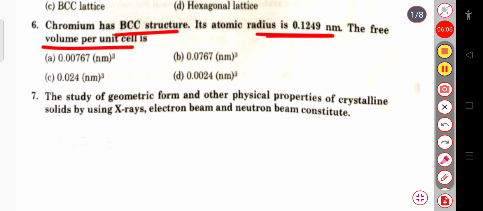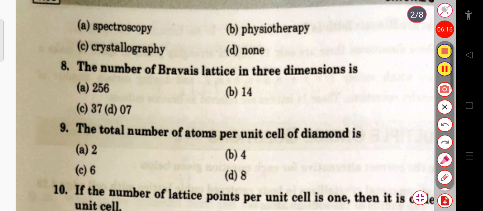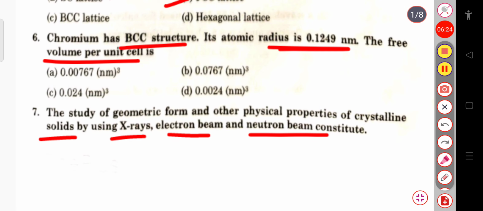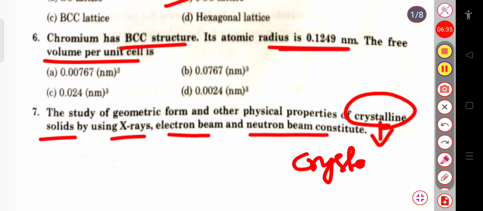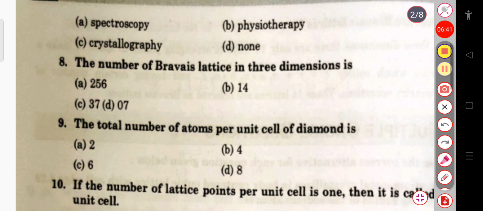The study of geometric form and other physical properties of the crystalline solid by using X-rays, electron beam and neutron beam constitutes, whether it is called spectroscopy, crystallography, physiotherapy, or none. So the question is, the study of geometric form and other physical properties of the crystalline solid, by using X-rays, electron beam and neutron beam, constitutes what? This is called crystallography. So our correct answer will be crystallography.